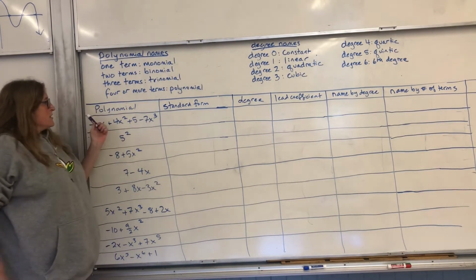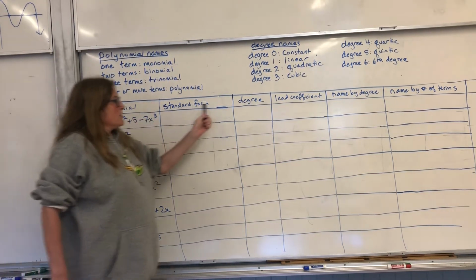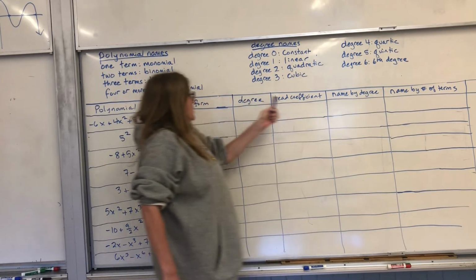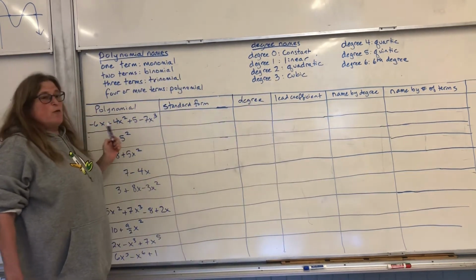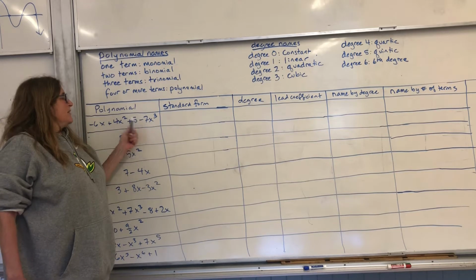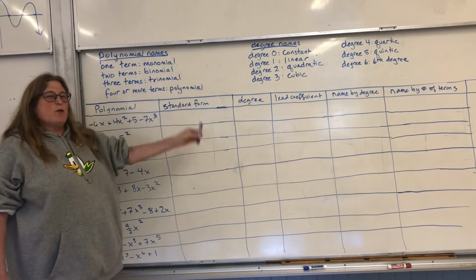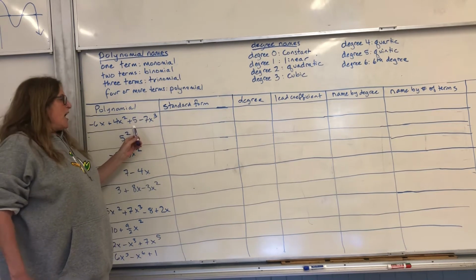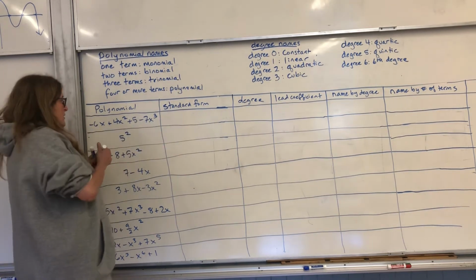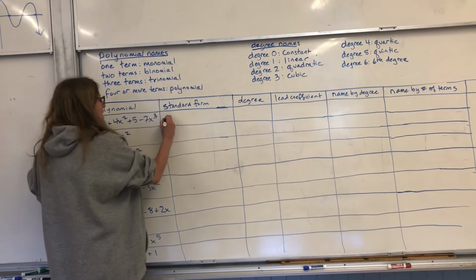Okay, so here are the things that we care about with polynomials. We care about putting them in standard form. And by standard form, I mean I want the terms in descending order of exponents, starting with the highest, going all the way to the lowest. So x to the third is the highest exponent here.